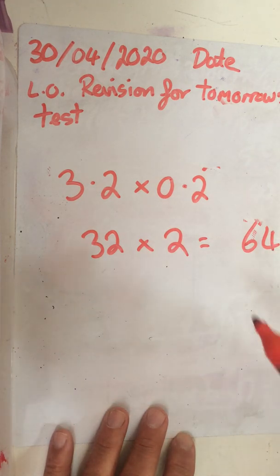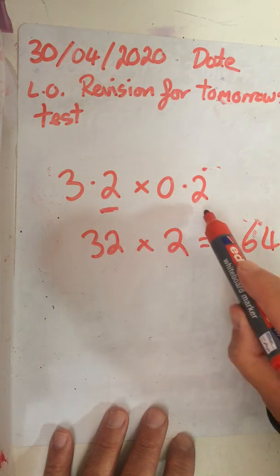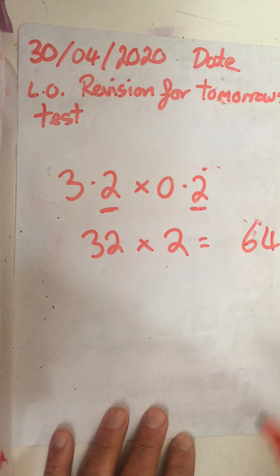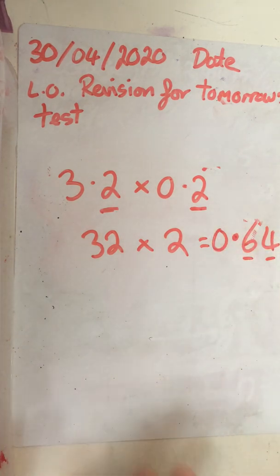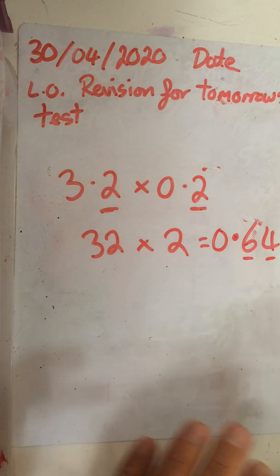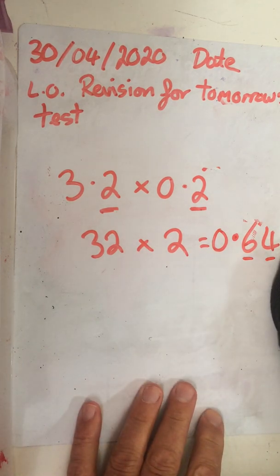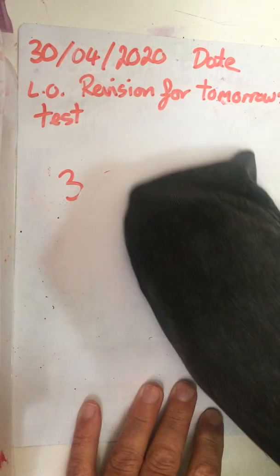Then I'm going to look at the question. There are 2 numbers after the decimal point in the question, so there must be 2 numbers after the decimal point in the answers. We won't be using our textbook today, so I'm just going to give you a few questions on each of these just to go through in your books.